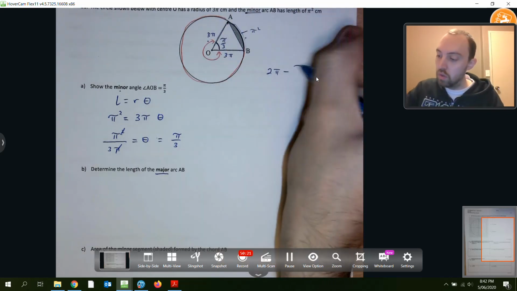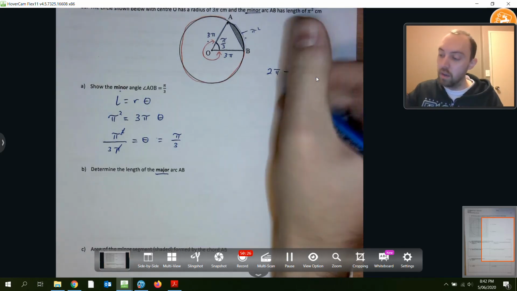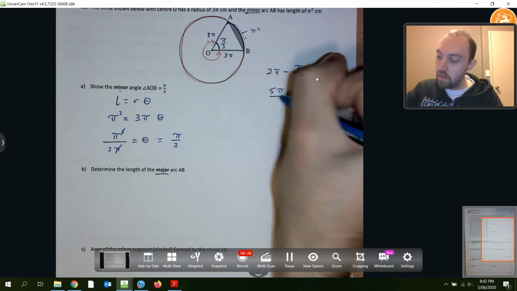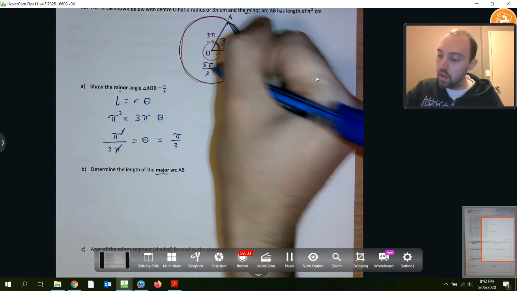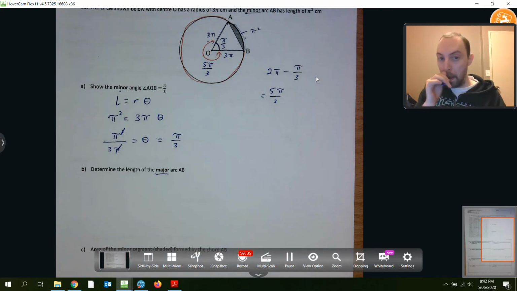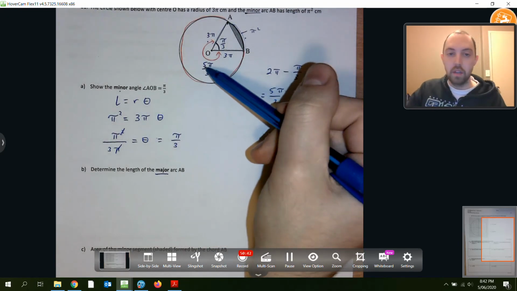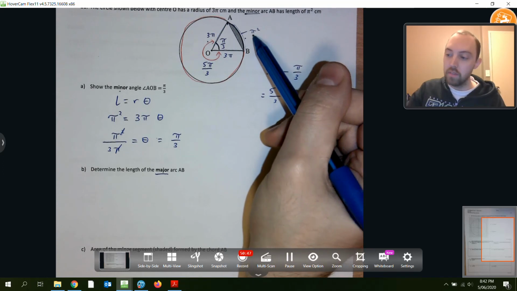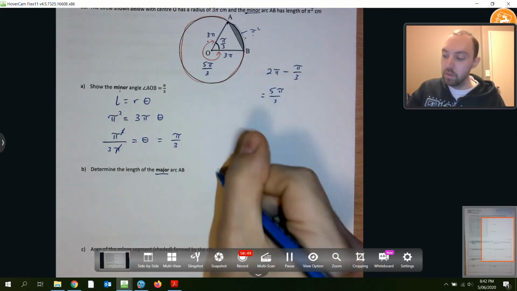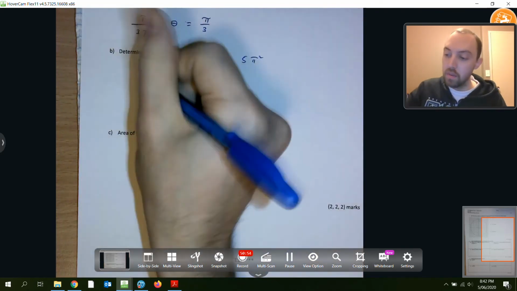So 2 pi take pi on 3 is 5 pi on 3, which is what this angle is in here. Okay? It is 5 times bigger than this angle, so the arc length would also be 5 times bigger. So what we're looking for is 5 times pi squared, but we'll double check with our formula.